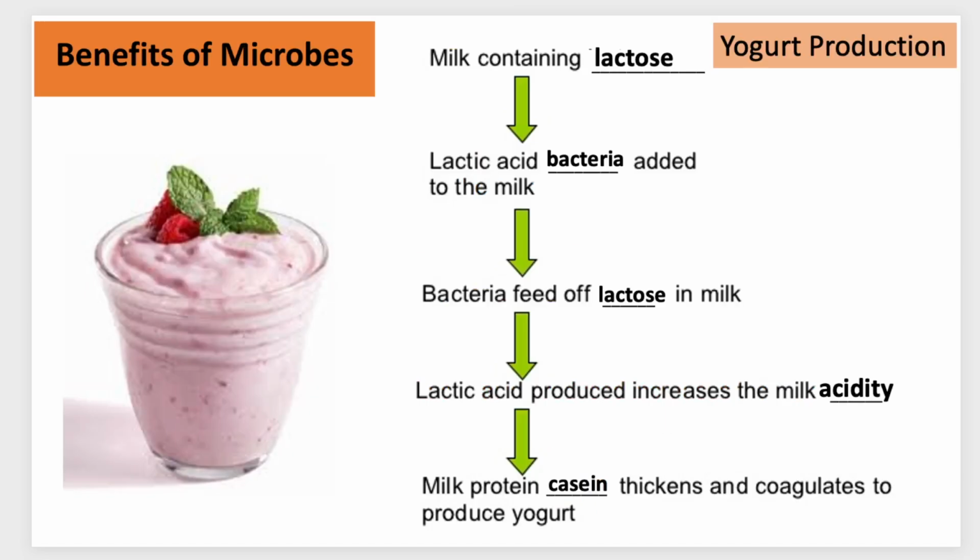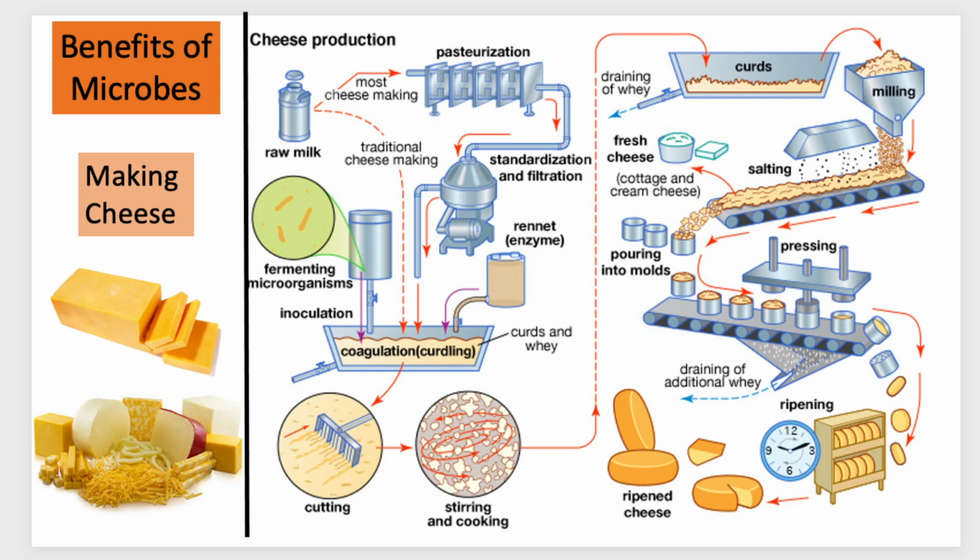So the benefits of microbes, one of those would be yogurt production. It's got to have a sugar source even to do fermentation. So the milk has the lactose. Lactic acid bacteria are added to the milk in the yogurt production process. The bacteria feed on lactose, and then they go through fermentation, and that's going to produce lactic acid, which is going to create an acidic situation. And the milk protein casein will thicken and coagulate to produce yogurt. And that lactic acid gives it that nice sour flavor people like.